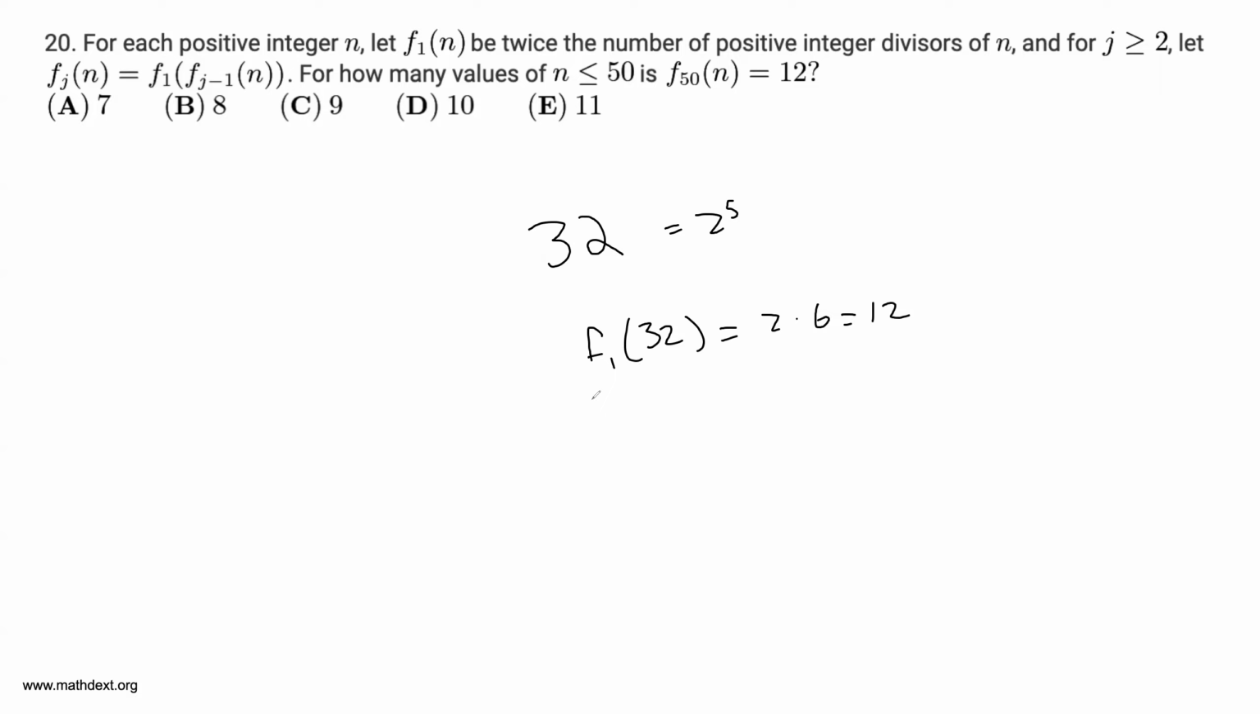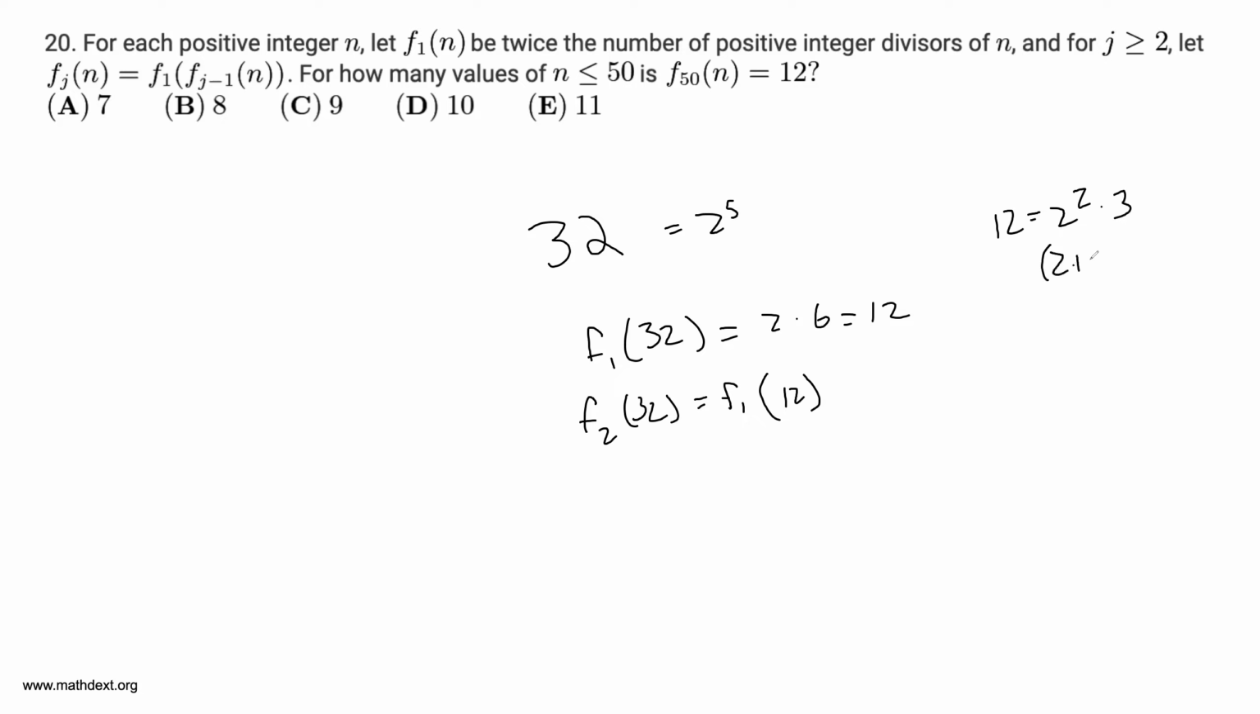Now let's try something else. Even though f1 of 32 is already 12, there's no guarantee that f50 would also be 12. So let's try f2 of 32, which is f1 of the previous term, f1 of 12. Well, 12 is equal to 2 squared times 3. How many factors is this?